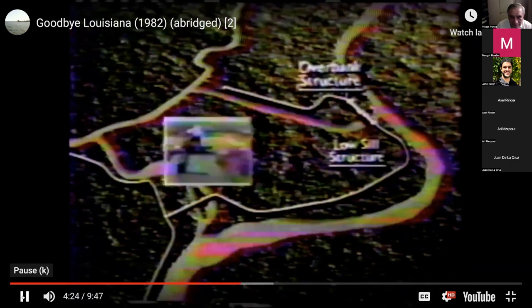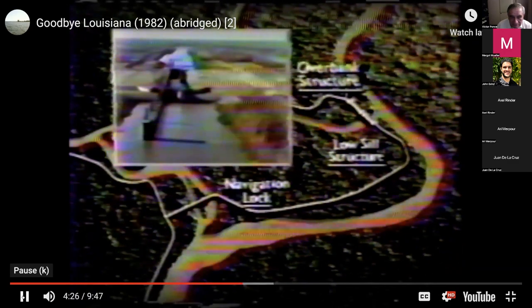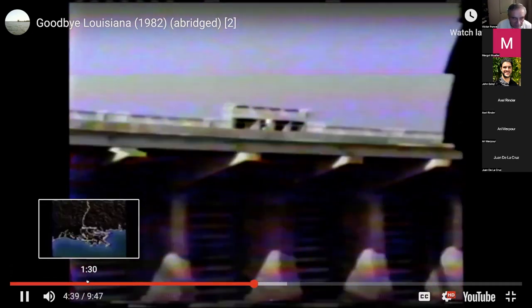A lock was built on the Old River so that navigation could continue between the Mississippi and the Atchafalaya. The entire complex was completed in 1963 and seemed a great success. But 10 years later, in 1973, a massive flood almost destroyed the ORCS.